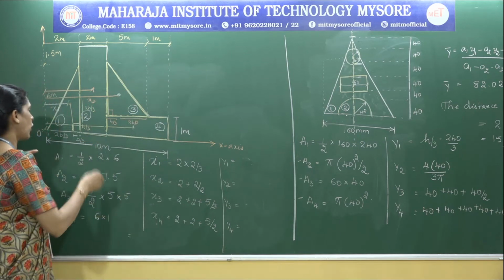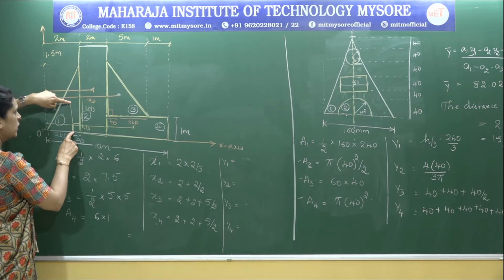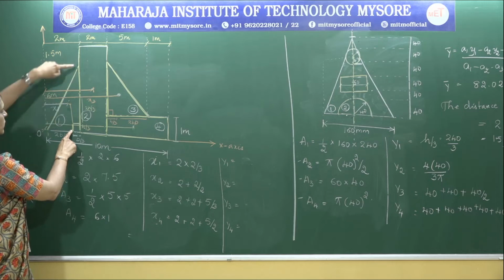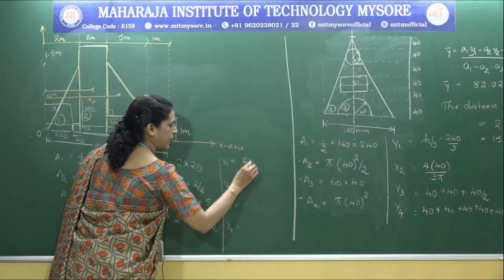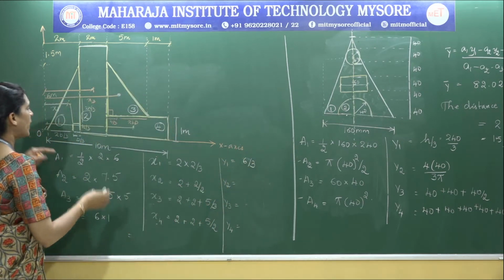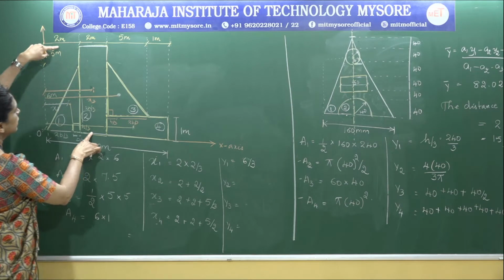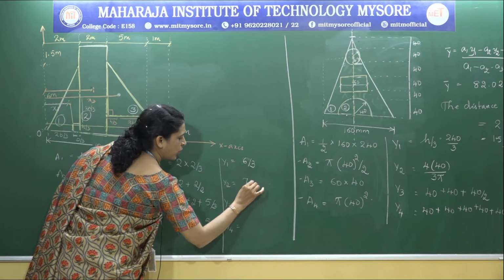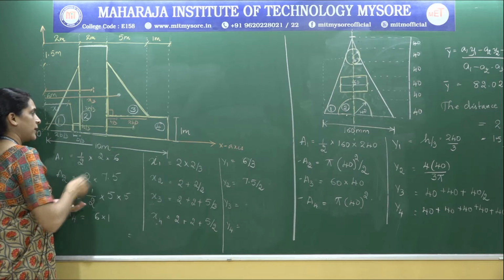Next is to find out y1. So, taking x as the reference axis, y1 is h by 3. So, what is h for this right angle triangle? It is 6 by 3. Next, y2, the rectangle, the centroid with respect to x axis, it is, so the height here is 7.5 by 2.